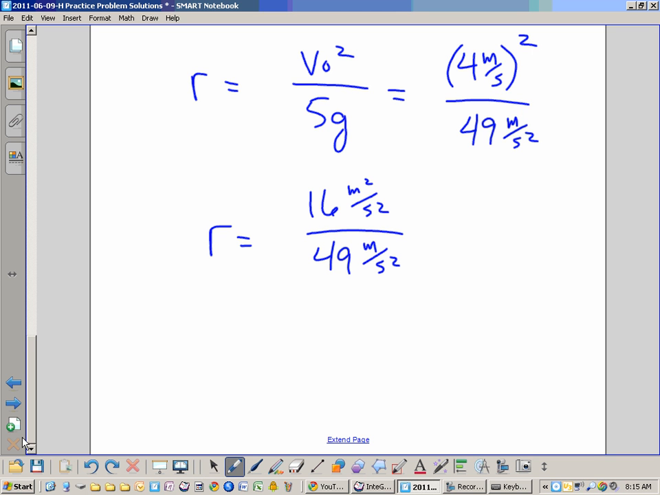Dimensionally, what happens here? Meters. So what's 16 over 49? Calculator. 0.33. A third, yes, because it's actually a little bit more, since that would be 16 over 48. So it's 0.33 plus a little bit, and the answer is in meters. All right, boxing.